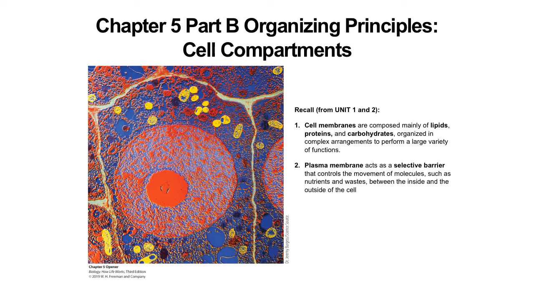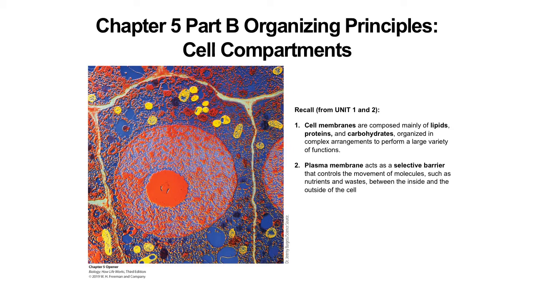So by way of a quick review, let us remind ourselves about a couple of major core concepts that we have learned in units 1 and 2. And that is, first, cell membranes are composed mainly of lipids, proteins, and carbohydrates, organized in complex arrangements to perform a large variety of functions. We focused much of our attention on the plasma membrane in Unit 2, and there we saw that the plasma membrane acts as a selective barrier that controls the movement of molecules such as nutrients and waste products between the inside and the outside of the cell. These are the two core concepts that we learned thus far.